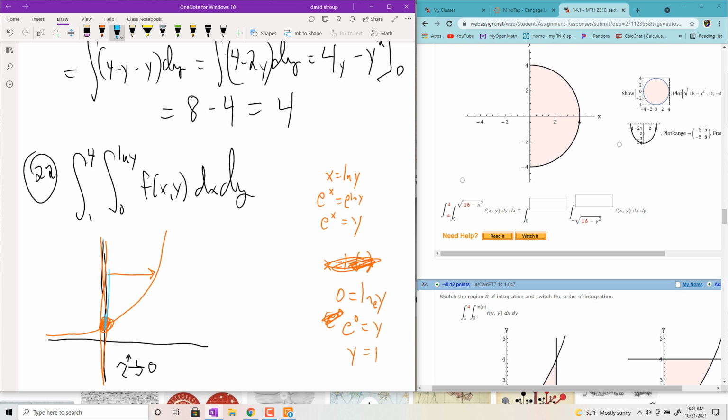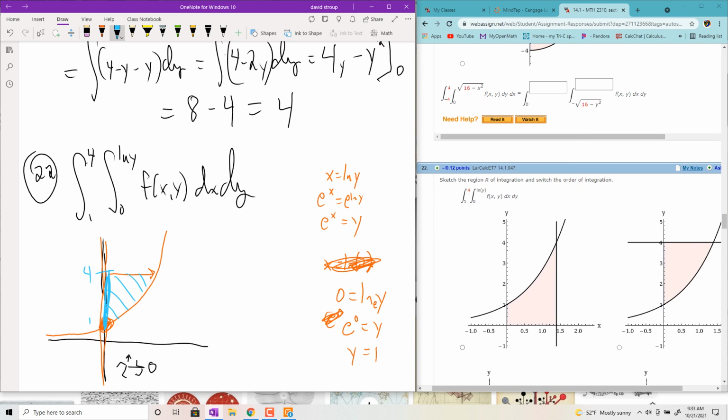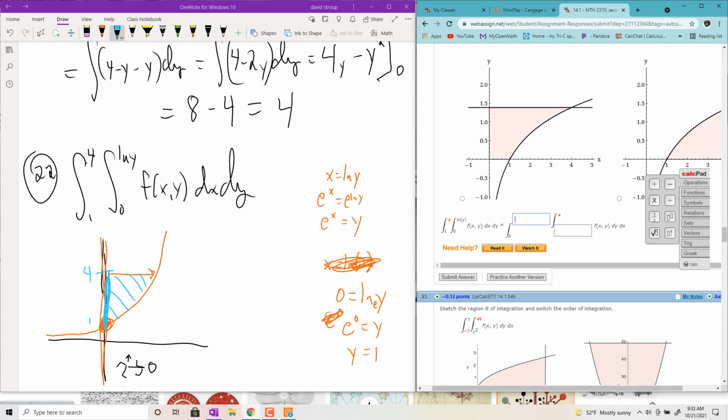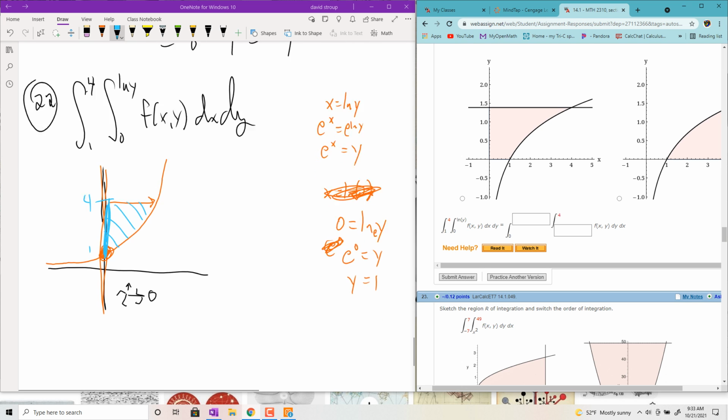So you're going from point 1 to the point 4, and it must be this region right here that you're worried about. Okay, all right, so let's see if we can find that. Yeah, it's this one here. And then they want you to, apparently, I don't know what that is. Oh, they want you to change the order of integration.